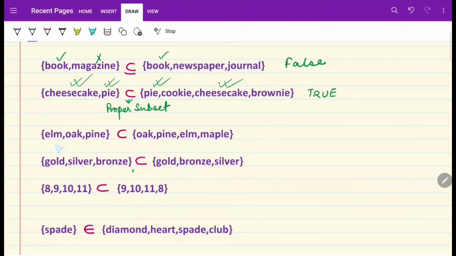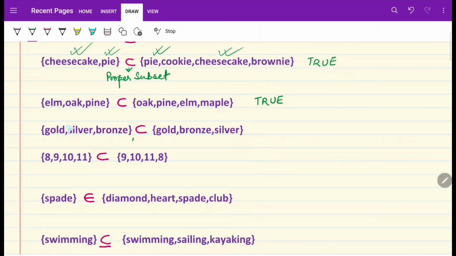Likewise, the next one has, in the subset, elm, oak, and pine. And in the set, it has oak, pine, elm, and maple. So this looks good. It is a proper subset. And the subset is not the set itself. Therefore, it is a true statement. Look at the next one.